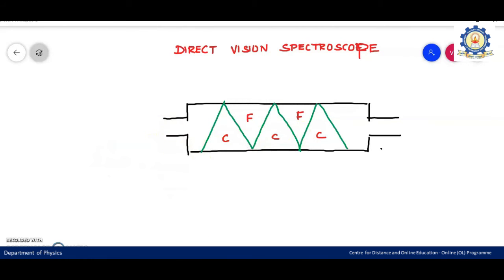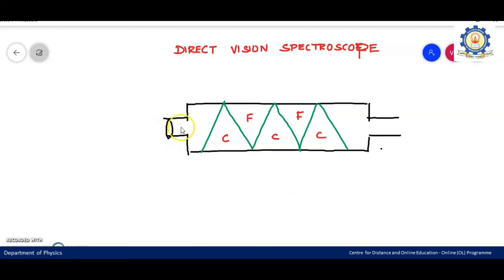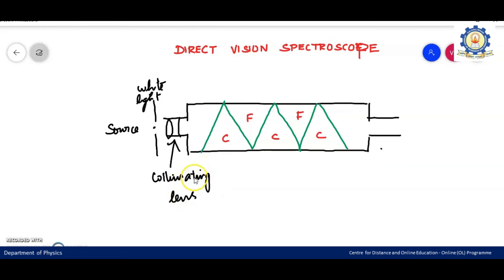A collimating lens is fixed at one end of the tube and a telescope at the other. So here we have the collimating lens on the one side. So these are the lenses. We have a source over here. So this source comes through a slit. The source is usually a white light. So this lens combination is called the collimating lens, with a combination of convex and concave.